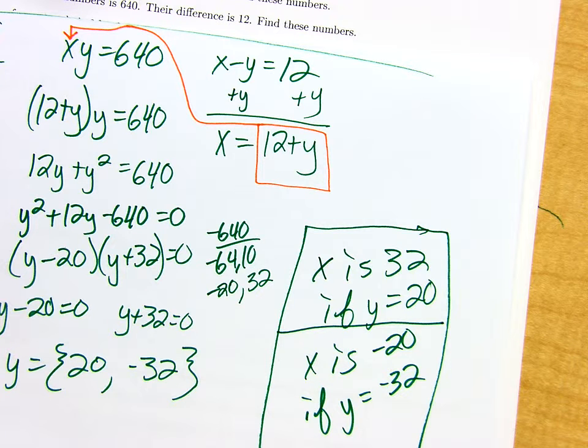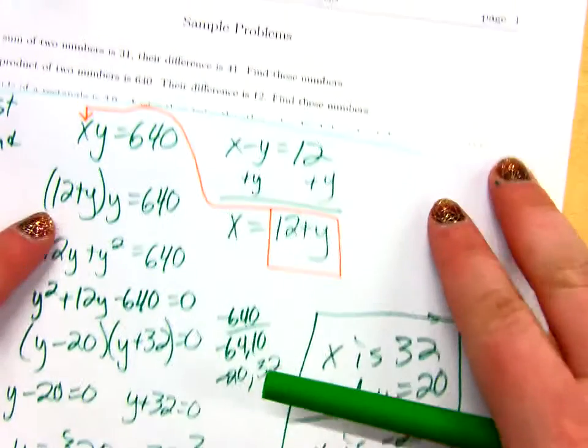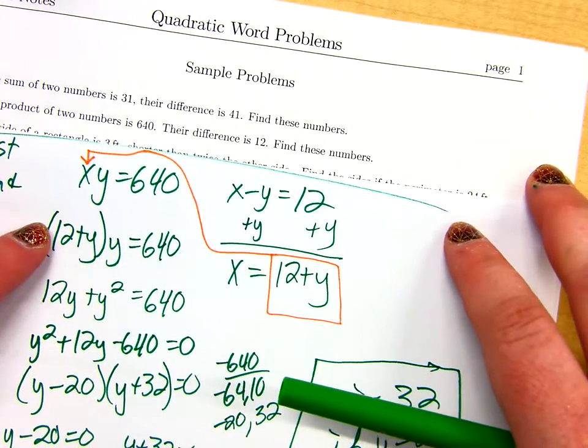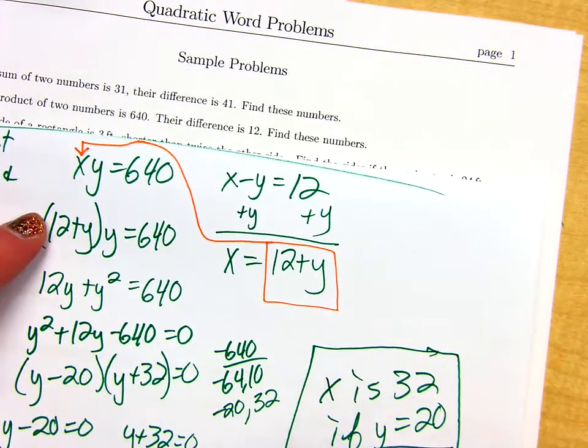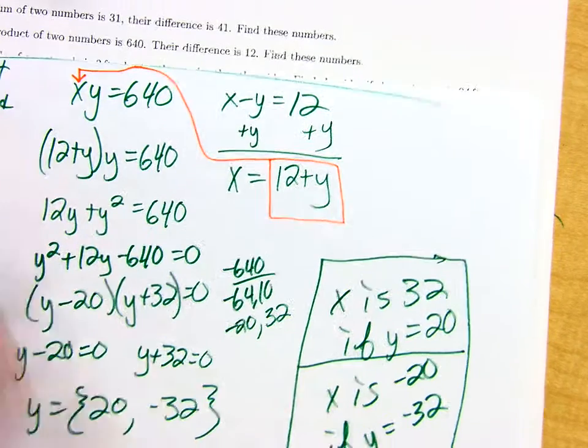Sometimes you're doing a word problem and it's a real life scenario. So let's say you're trying to figure out how long it took for the soccer ball to hit the ground. Well, that's not going to be a negative number. So if I got a negative answer, I would throw it away. But in this case, there were no specifications. I can have a positive, I can have a negative. So I have two different sets of answers. Does that make sense?